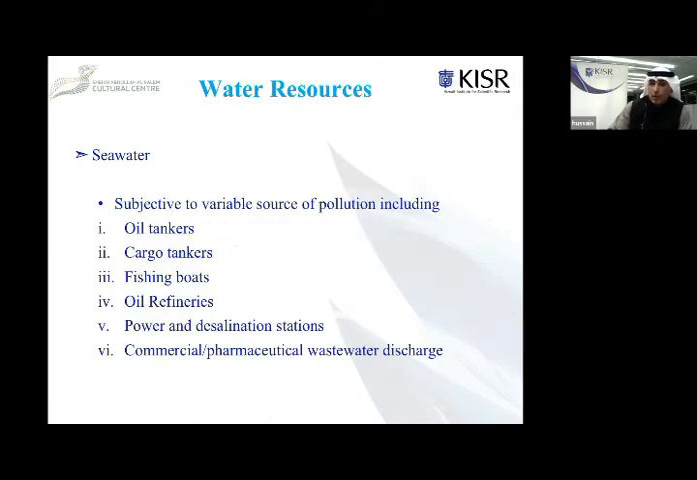Of course, the seawater is subjected to different types of pollutants, including oil tankers, cargo tankers, fishing boats, oil refineries, power and desalination stations, and commercial and pharmaceutical wastewater discharges. You see, any leakage from those tankers will get directly into the seawater.